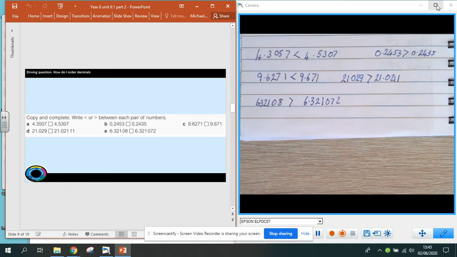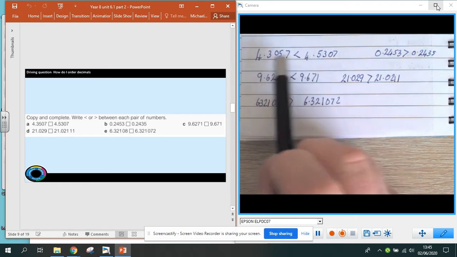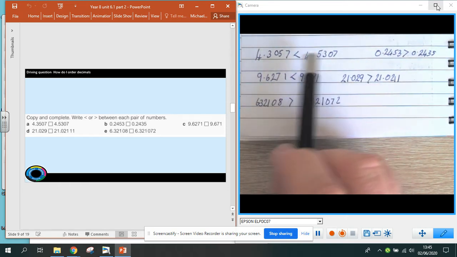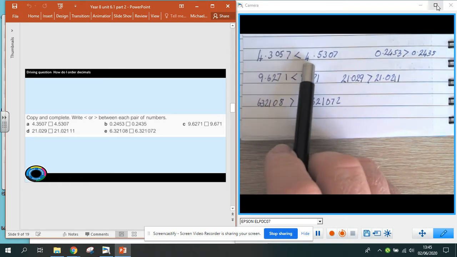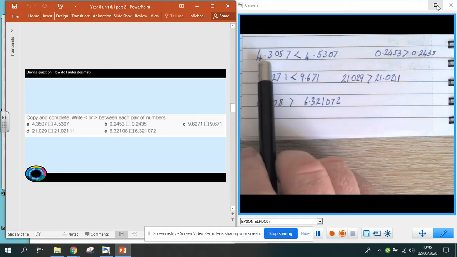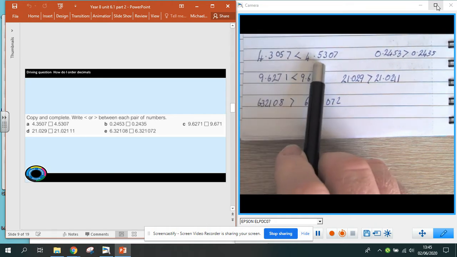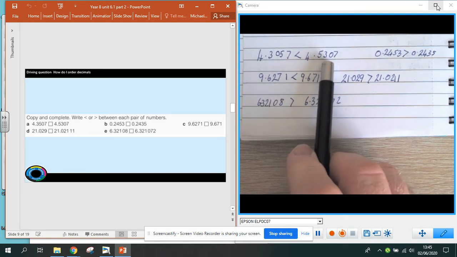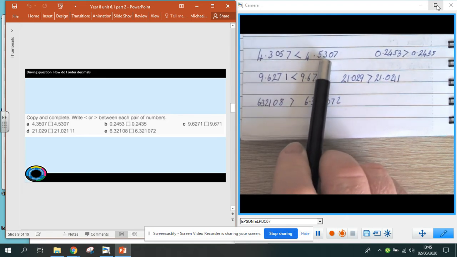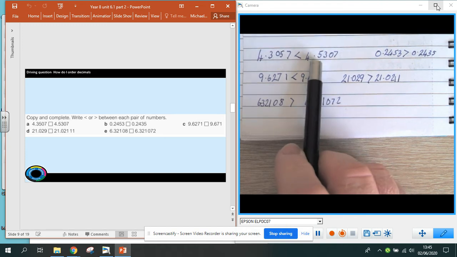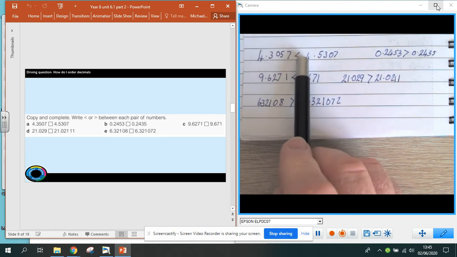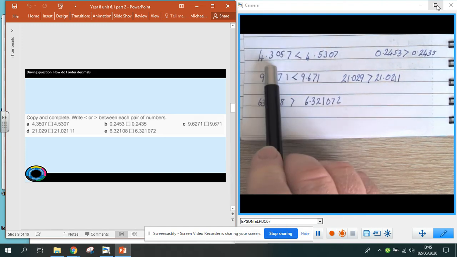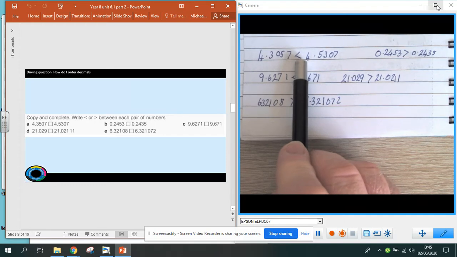Okay, so let's have a look at a few of these as I work my way through. In these first two numbers, forget the fact I've already written the sign down, but let's compare. 4 and 4, that's not helping us. 3, 5. So this is 3/10, this is 5/10. This number is bigger. 5/10 is bigger than 3/10. Doesn't matter what happens after that, this is going to be bigger. So this number is greater than this number. That's why I've got the greater than sign in.